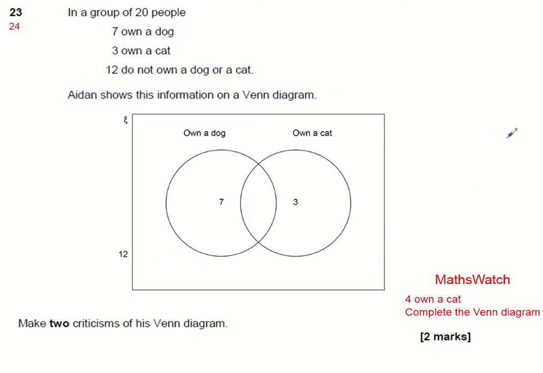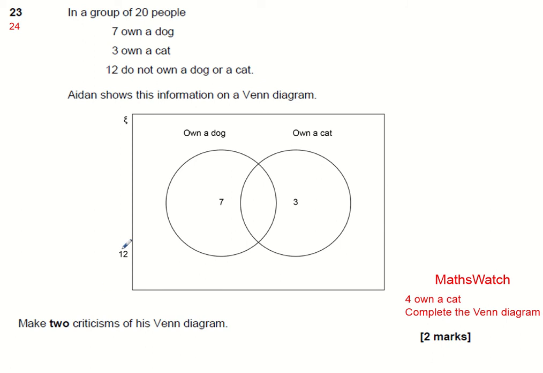Question 23. In a group of 20 people, 7 own a dog, 3 own a cat, and 12 do not own a dog or a cat. Aidan shows this information on a Venn diagram. So the Venn diagram here with the circle for owning a dog, owning a cat, and numbers placed within it. Make 2 criticisms of his Venn diagram. So 2 things that have gone wrong.